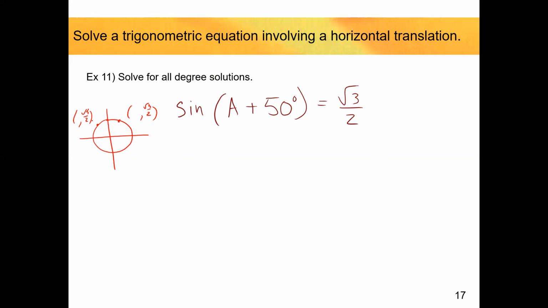Anybody? 60 degrees, maybe? I think 60 degrees, is that right? This one right over here? Because this cosine would be 1/2. And there's two answers here, so let's do this here. So I'm going to say a plus 50 degrees is equal to 60 degrees. Then we have a plus 50 degrees is equal to, and I need this one here now.